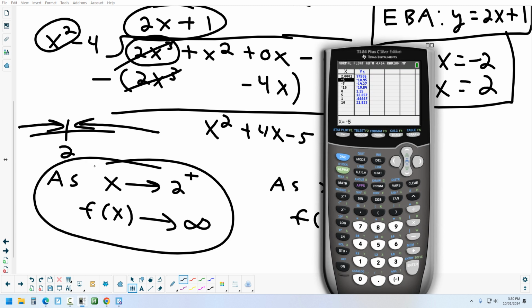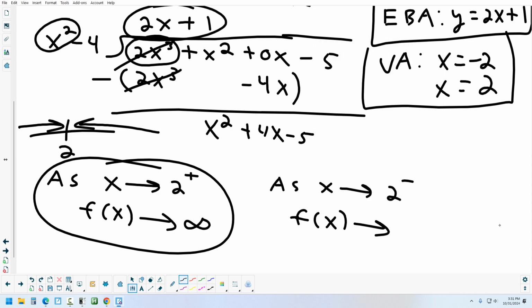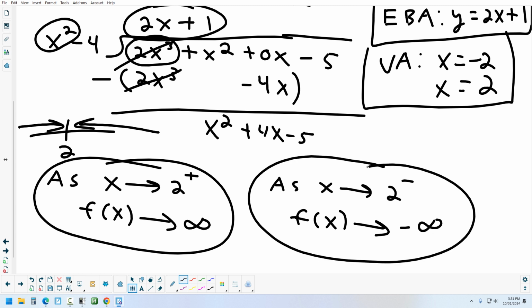All right. Let's do, as we approach 2 from the negative side, what would be a number I could test approaching 2 from the left? Yep, 1.999, and we're at negative almost 40,000. So as you approach 2 from the left side, what's happening to the y value? Yeah, it's approaching negative infinity. So when I ask you to investigate the behavior near an asymptote, that's what I'm looking for you to do.